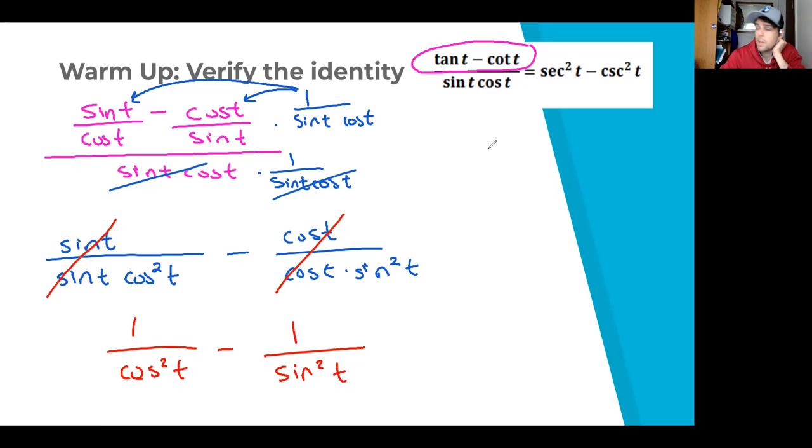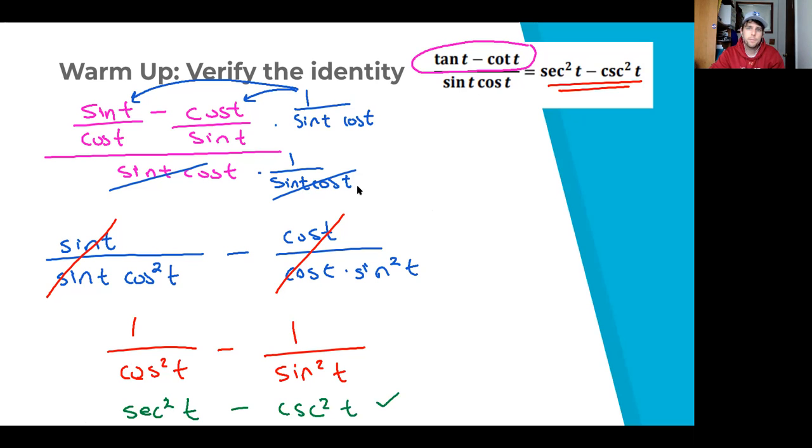It's important here to keep in mind where you're trying to get to. Trying to get secant squared minus cosecant squared. We're sort of there. We kind of have it. 1 over cosine squared is the same thing as secant squared, using our reciprocal identity. And then 1 over sine squared is cosecant squared, again using our reciprocal identity. So in that way, we were able to verify it.